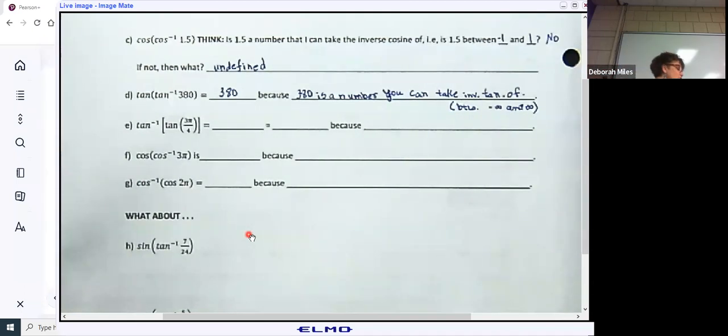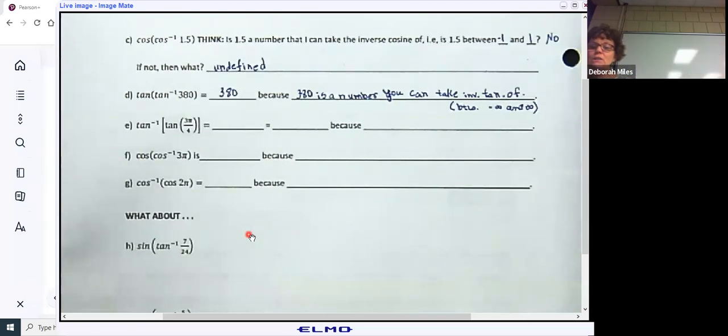I may have to make you some flashcards. Put the inverse function on the front of the flashcard and its domain and range on the back. Until you can just flash them and go, I know inverse tangent has to give me something between, have you thought of it yet? Negative pi over 2 and positive pi over 2. Sine, cosecant, tangent, all give me answers between negative pi over 2 and positive pi over 2. Cosine, secant, and cotangent all give me an answer between 0 and pi. And you just have to know those.